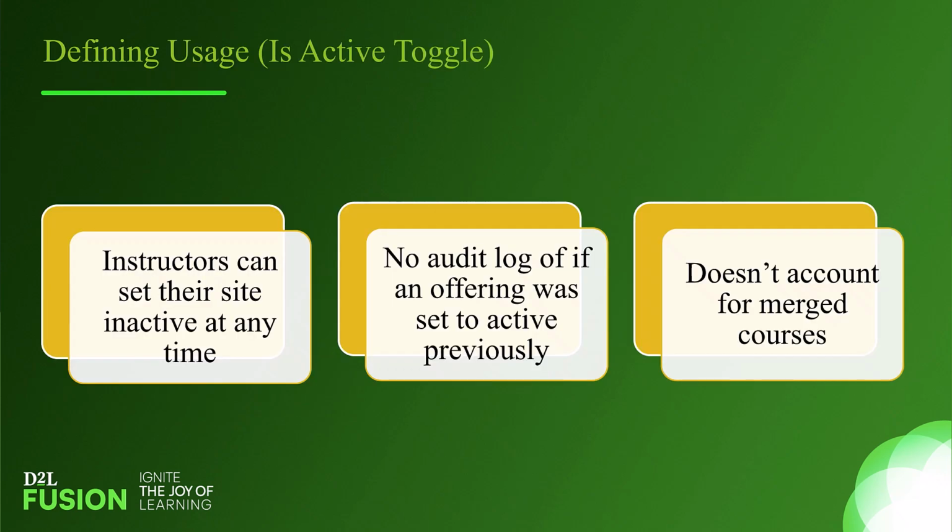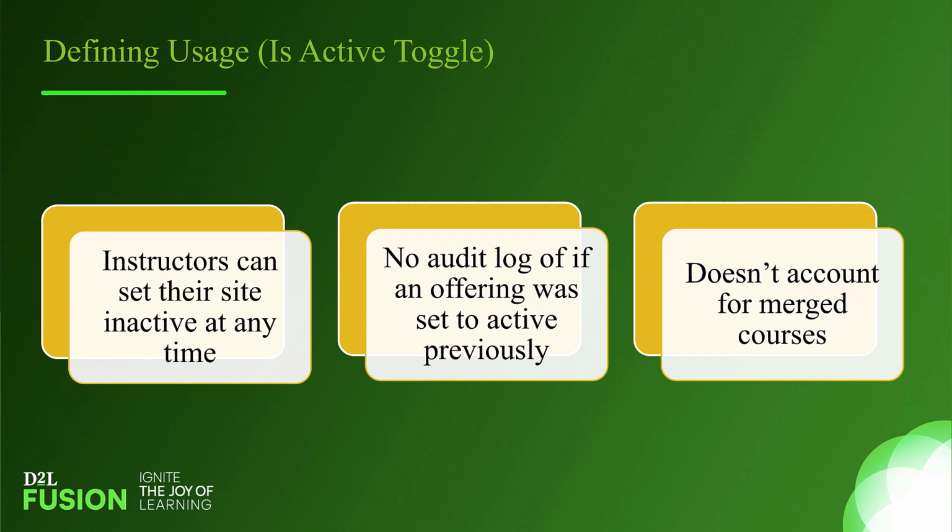So defining usage, every course offering has an active toggle, which I think would be the first that you would look at. However, there are some caveats that we found when exploring it. Instructors can set their site inactive at any time. There is no audit log of whether an offering was set to active previously, and it doesn't account for merged courses. We do have a lot of course sections that we merge, for example, section 2 into section 1 or cross-listed courses, and it is important that we track that to ensure we have an accurate count of usage.